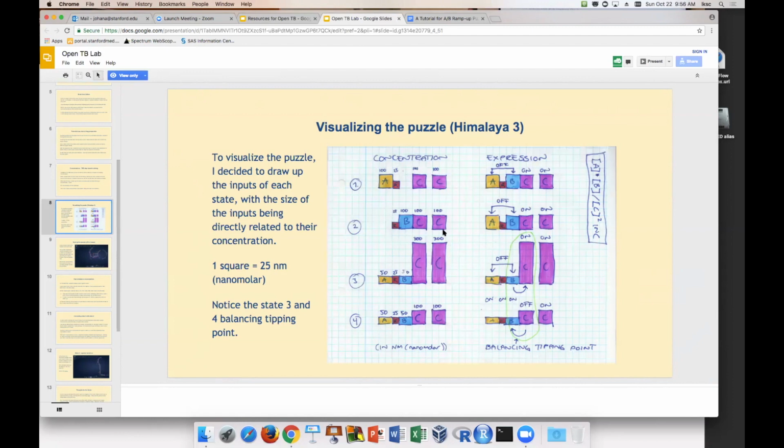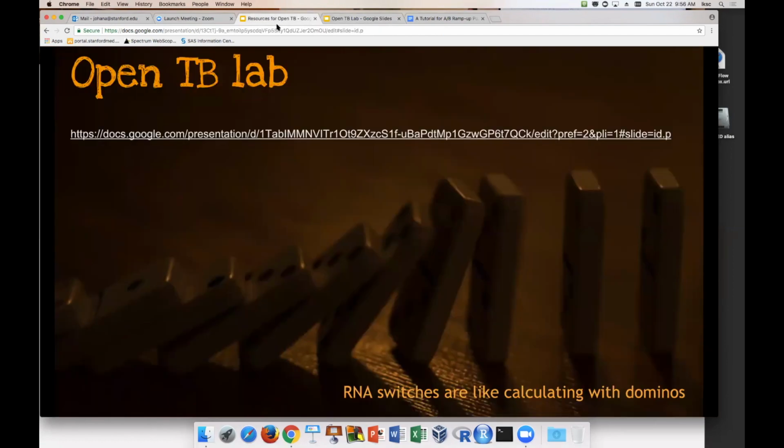So I just started writing stuff out on paper, and I paid attention to these concentrations and to this tipping point that Eli was talking about in this paper. So am I back to where I need to be here? Okay.